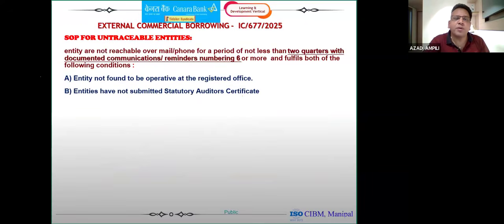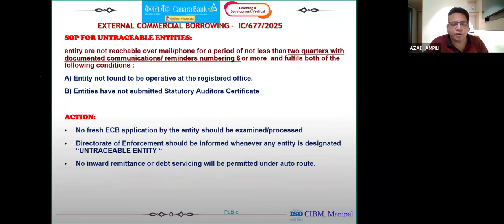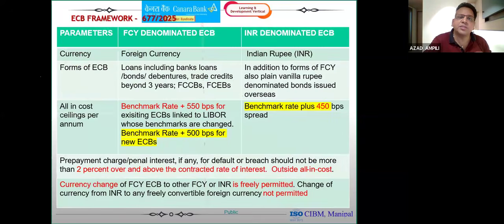See here, SOP for untraceable entities. ECB, they have taken funds and they're getting untraceable. For that case, what we are supposed to do, they have given in this 677 bar 2025. What is more important, there only I'll focus more. Otherwise, I will just take the slides first. Don't worry, even the slides go fast.